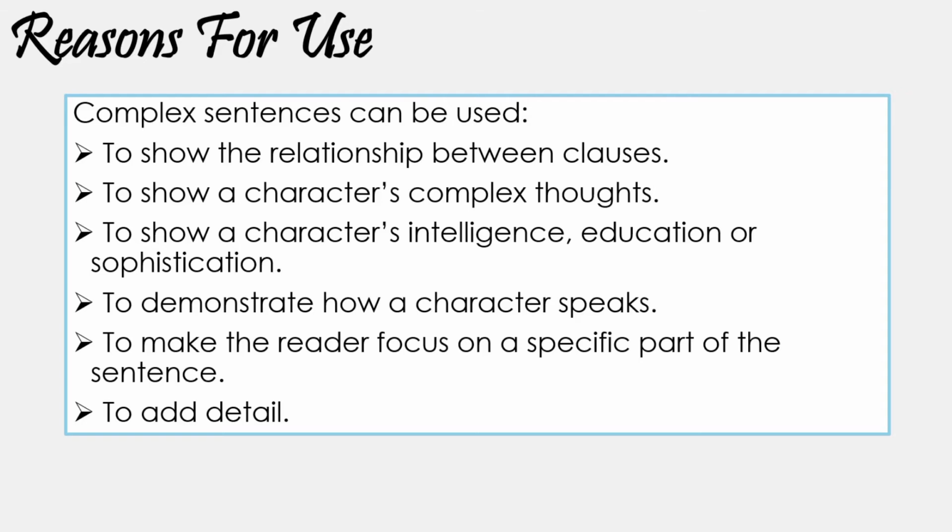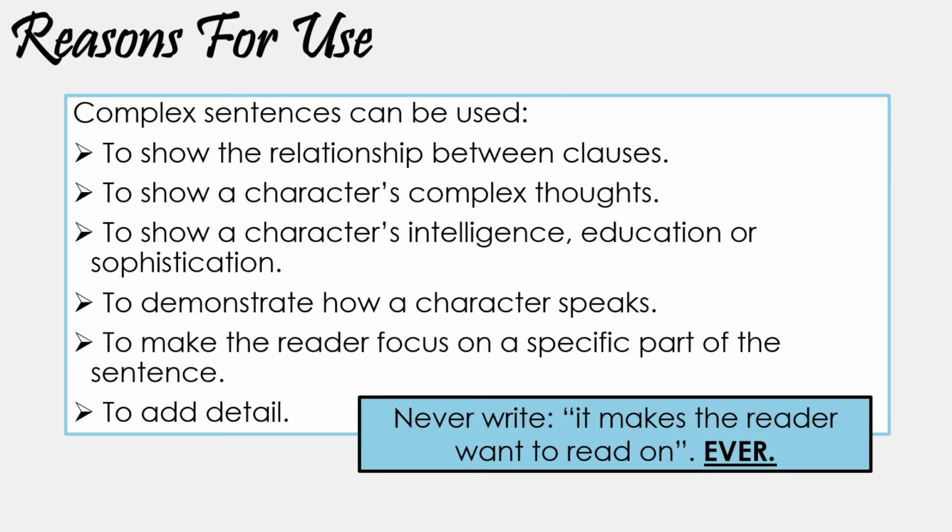Complex sentences can show complex thoughts. They can be used to show a character's intelligence or education or sophistication. They can be used to show the way that a character speaks. They can be used to make the reader focus on a particular detail or a specific part of the sentence. Or they can be used simply to add detail. Never write that it makes the reader want to read on. No one, in the history of the planet, was about to put a book down and then said, "Oh, hang on, a complex sentence has been used. I must carry on reading." That just doesn't happen, so why write it?